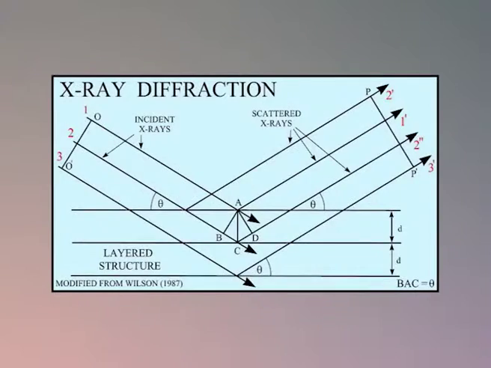XRD actually occurs due to the scattering of X-rays from the set of planes following the Bragg's law, which is given by 2d sin theta is equal to n lambda, where d is the distance between the planes, n is the order of diffraction, theta is the angle of diffraction or scattering, and lambda is the wavelength of the X-ray used. Now, as you can see in the figure, the most common method of X-ray diffraction is the powdered X-ray diffraction method, which is shown on your screen.